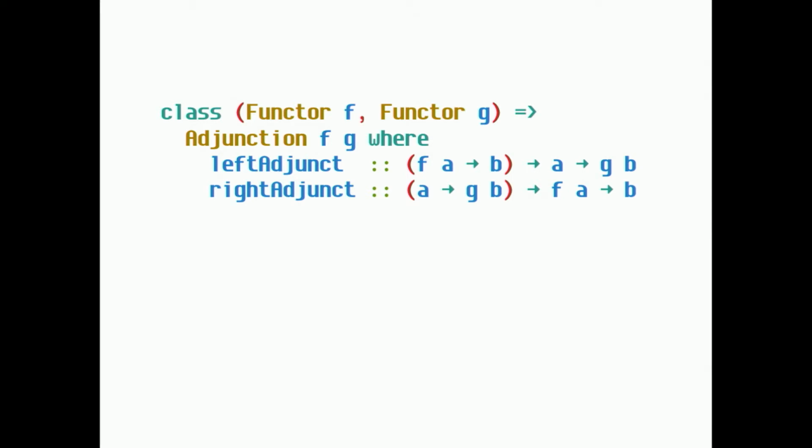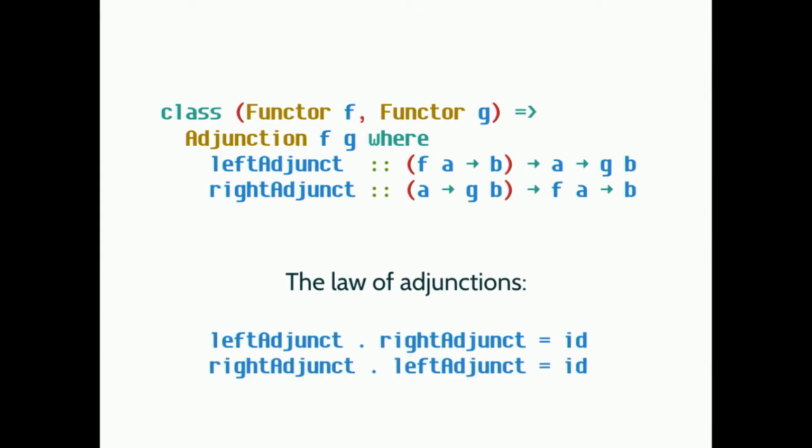And then there's a law of adjunctions that says that if you go left and then right, that's the identity. So it's an isomorphism. And if you go right and then left, that's also the identity. Great.